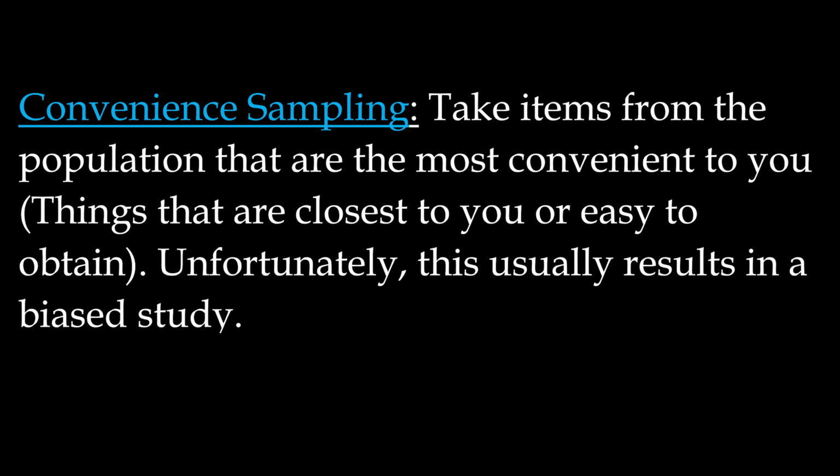Convenience sampling is when you take items in the population that are the most convenient to you, so things that are close to you or easily obtained. Though this method is the easiest, unfortunately, it usually results in some sort of biased result.